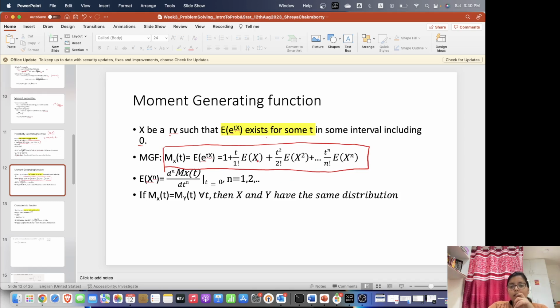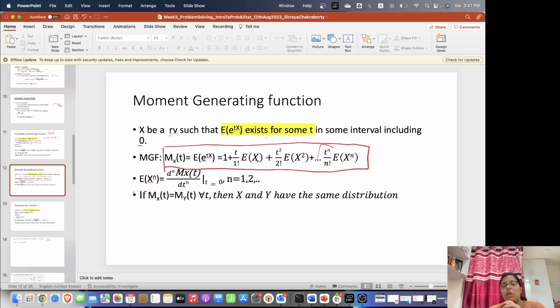And expectation, if we have to find out, then from this you can see, if you differentiate up to nth order successively and then put t equal to 0, then we are going to get expectation of x to the power n. Until and unless we differentiate this n times and set t to 0, this term will not go away.